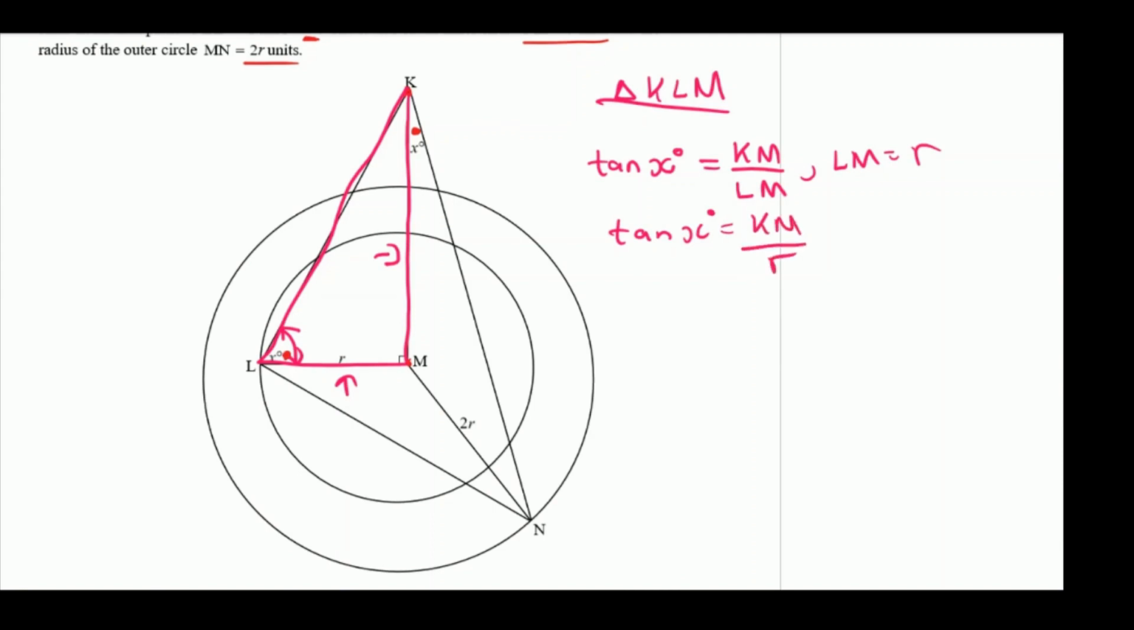To write KM, we cross multiply: KM is equal to r tan x degrees. So this would be expression 1. Why am I doing this? Because the aim is to find this value of x, this angle. So I'm going to use another triangle. I'm going to use this triangle here because it has the angle of x, right?